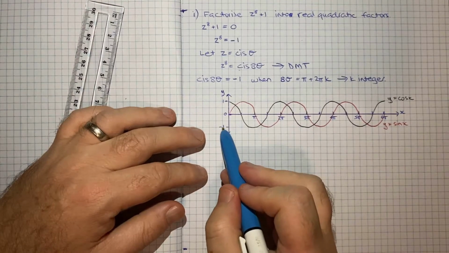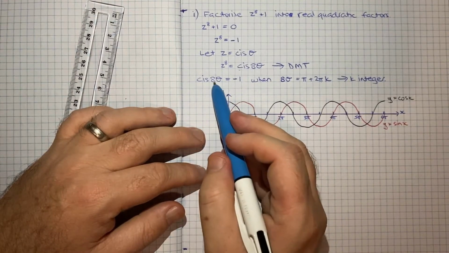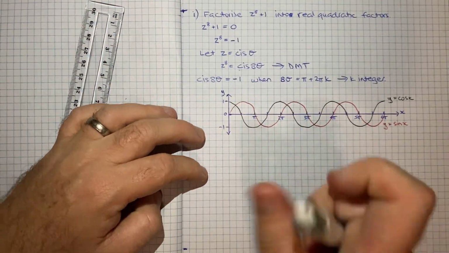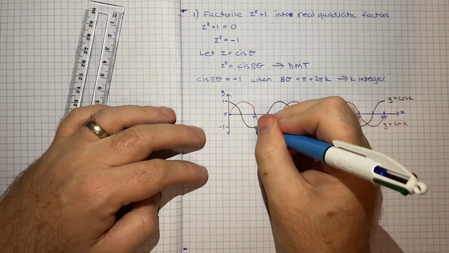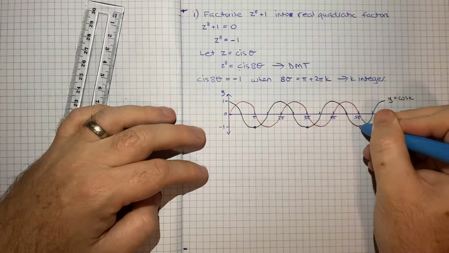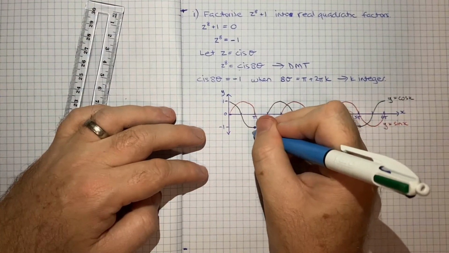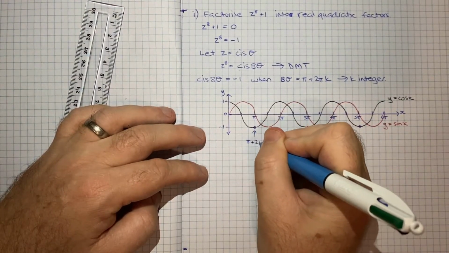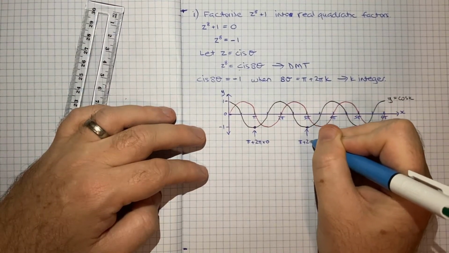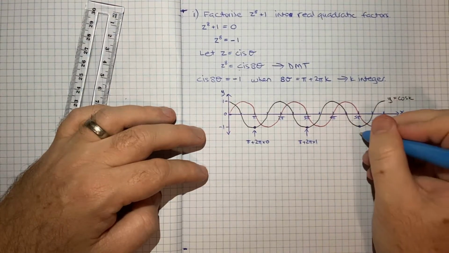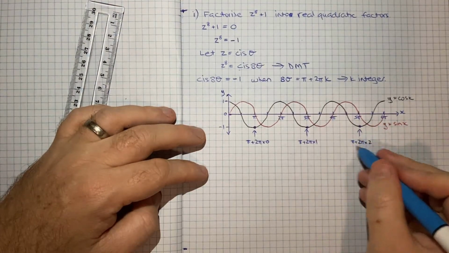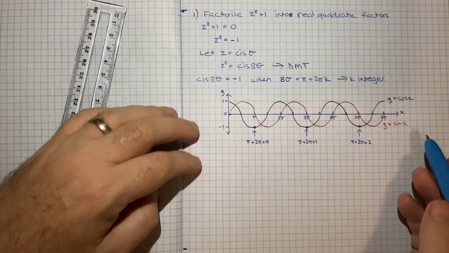And the key is we're concerned with when our cis of 8 theta, or in other words our cos plus i sine, is equal to -1. And you will see that that's going to happen at, in this case, pi, 3 pi, 5 pi, and so on. So you could think of this as pi plus 2 pi times 0. This is pi plus 2 pi times 1 to get 3 pi. And then pi plus 2 pi times 2 to get 5 pi altogether, and so on and so on.